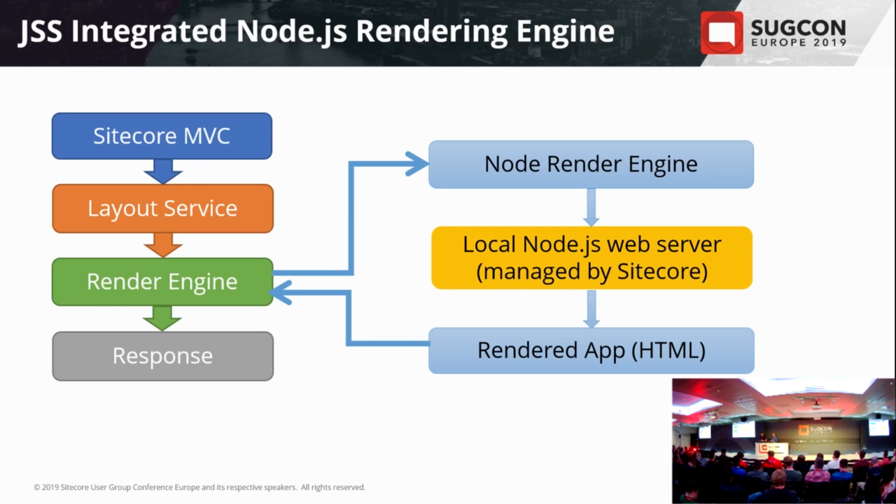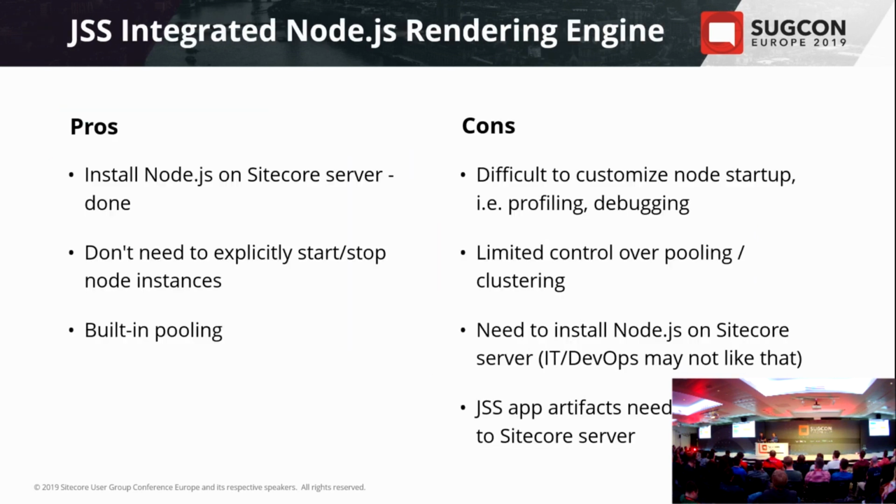So that's how it works, and some of the advantages are that you only need to install Node on the Sitecore server, right? And you're just done. It's just kind of plug and play, it works. You don't have to really worry about setting up Node and configuring it. You don't have to explicitly start and stop your node instances or worry about how they're managed. All of that's handled in the render engine code. And then we also have some built-in pooling options as well.